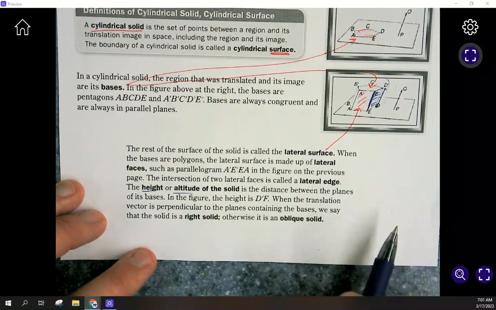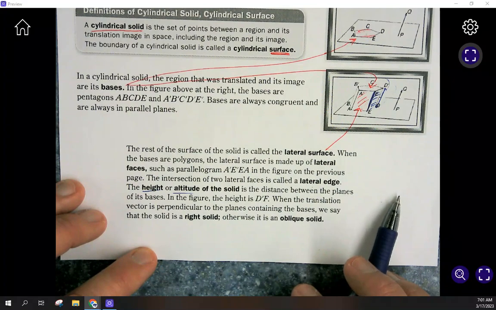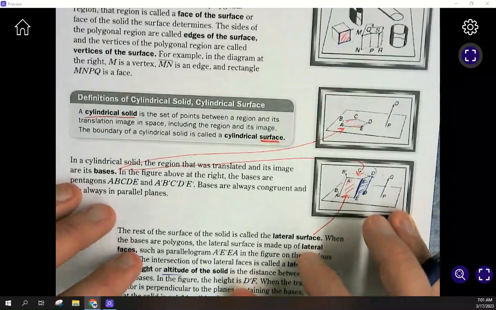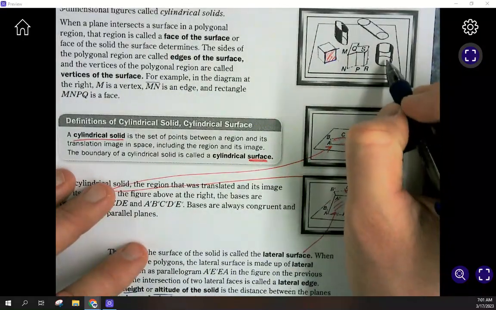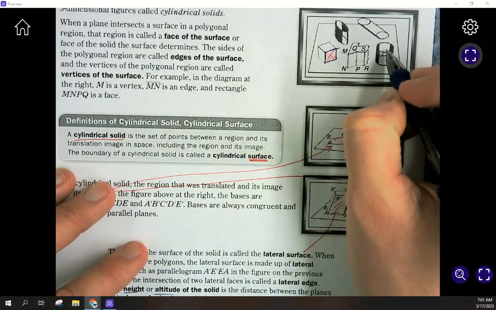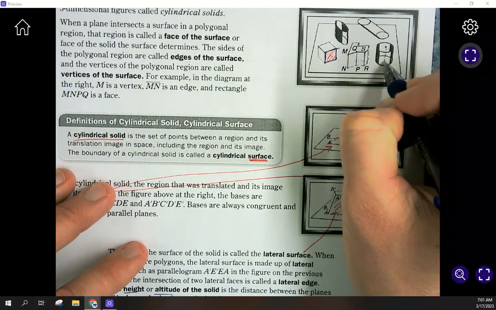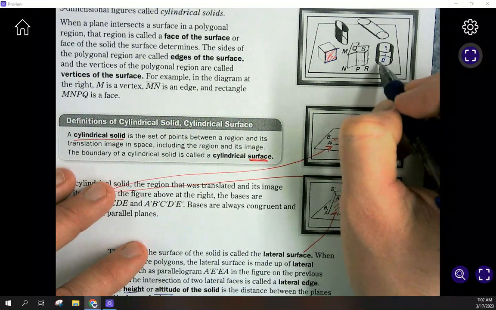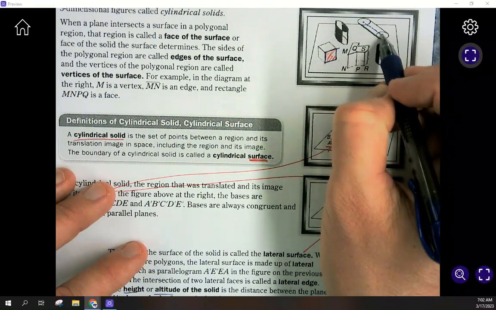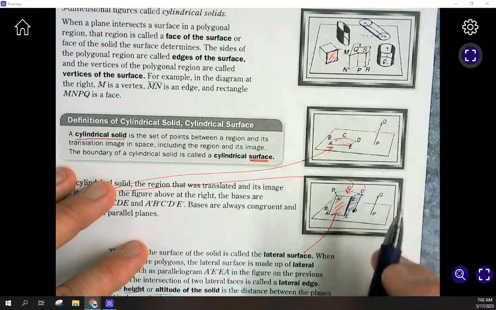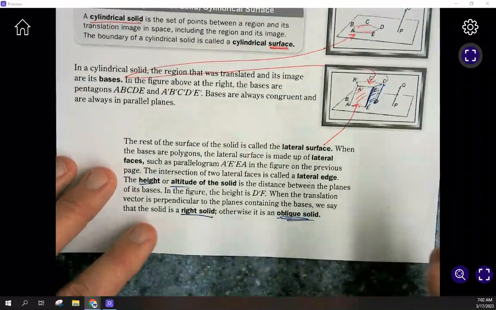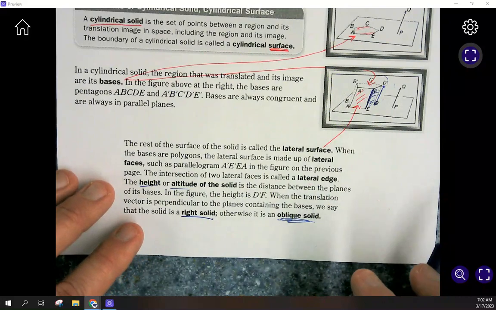And when the translation vector is perpendicular to the planes, we're going to call this a right solid. So if we slide up here a little bit, this cylinder and this prism would be considered right, because if I go straight from one base to the other, I'm hitting it at 90 degrees, whereas these other ones are slanted. If I go from here to here, that angle is not 90 degrees, and those would be called an oblique solid.